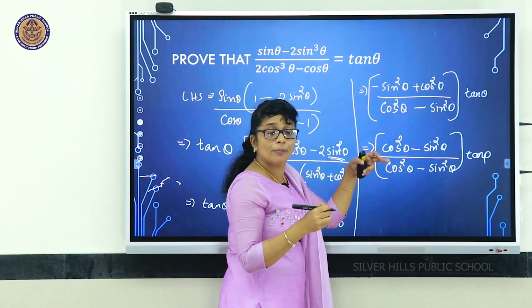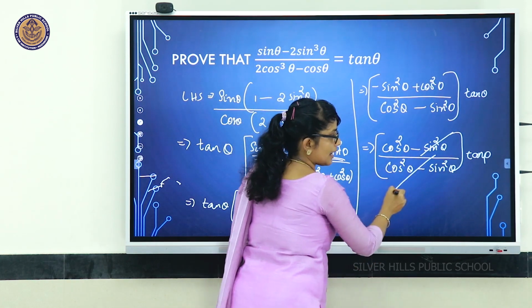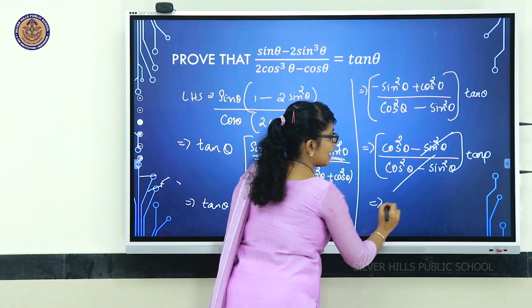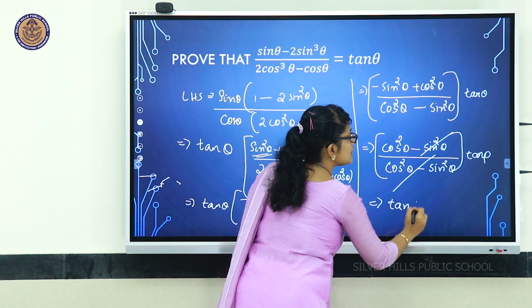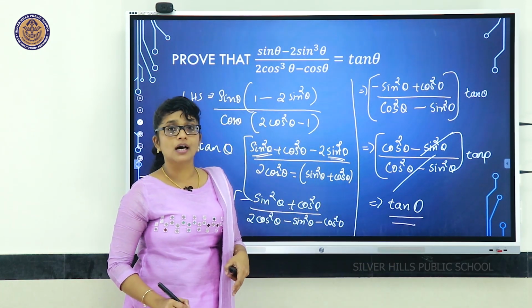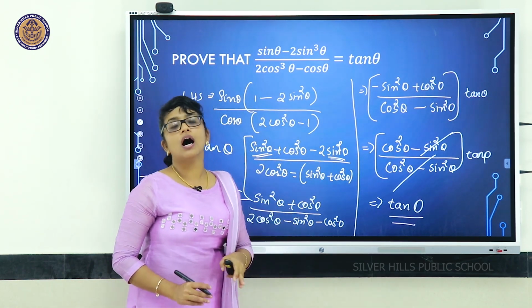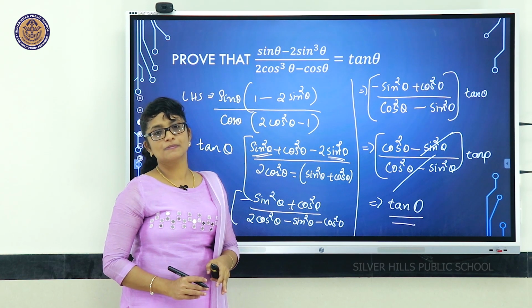Then here the denominator and numerator are the same, so we can cancel. Then what is the answer? Tan theta. What is our RHS? Tan theta. So we proved LHS equal to RHS.